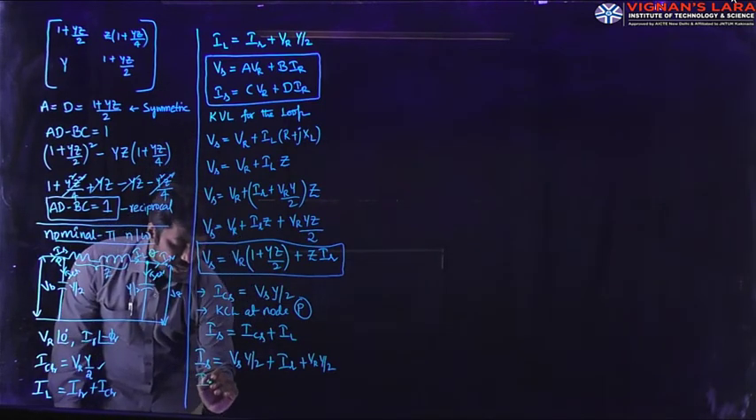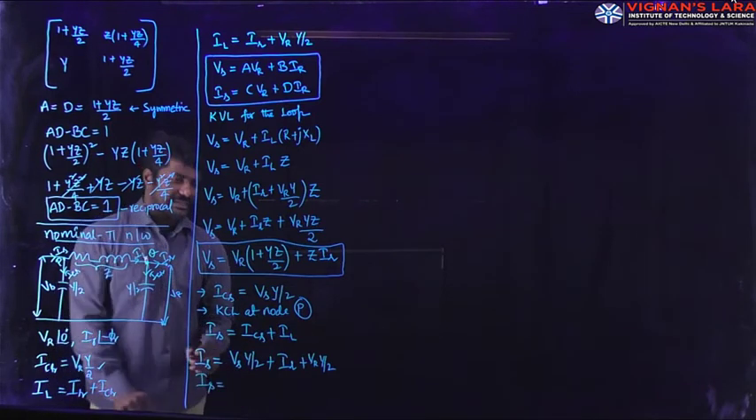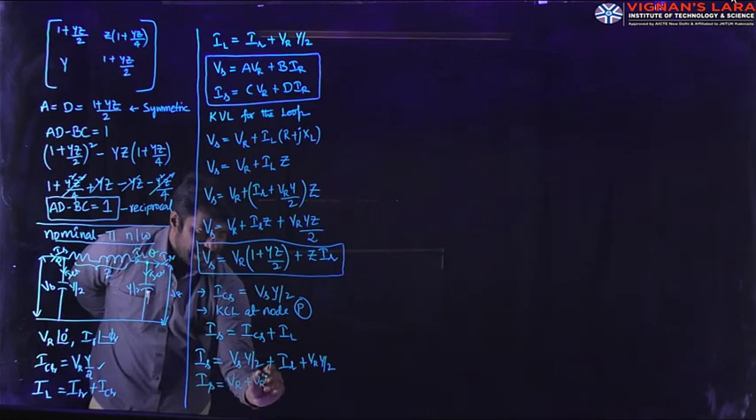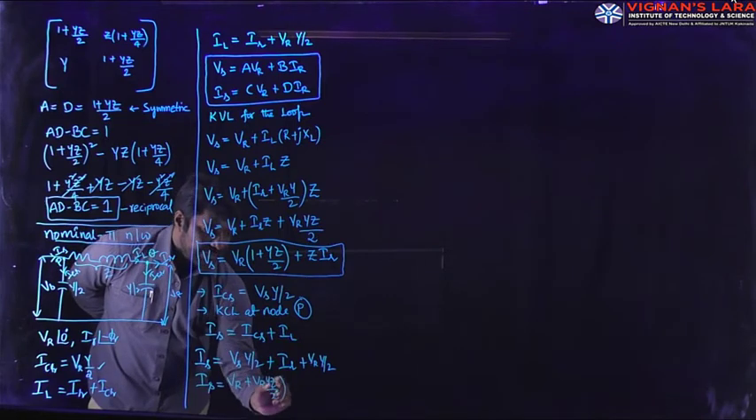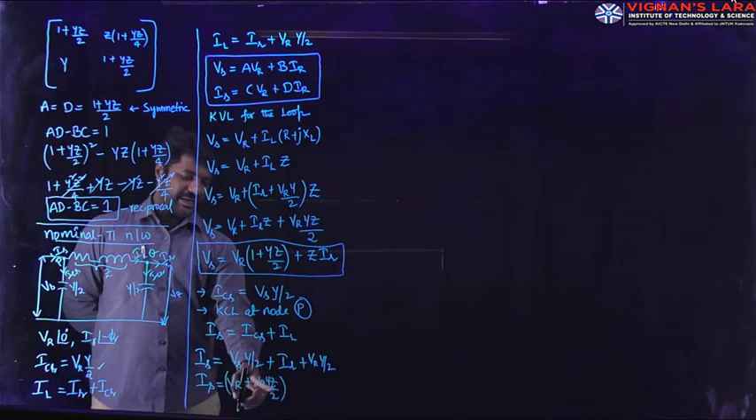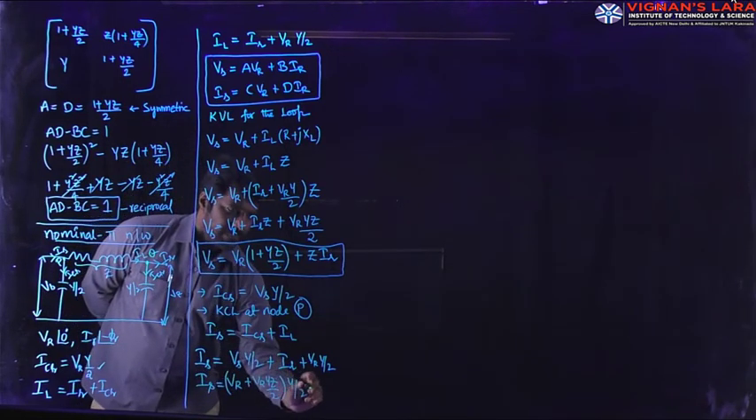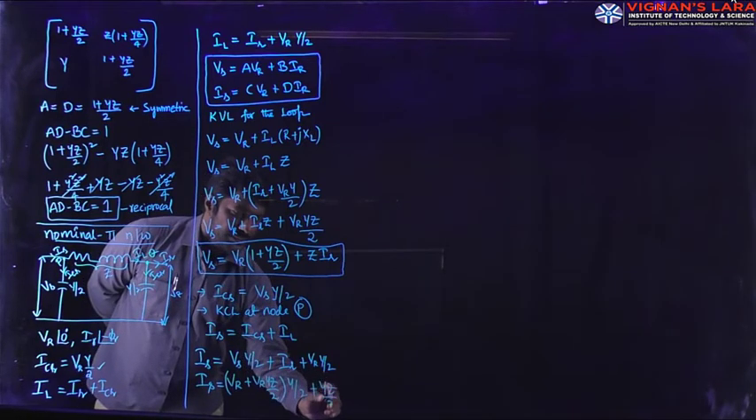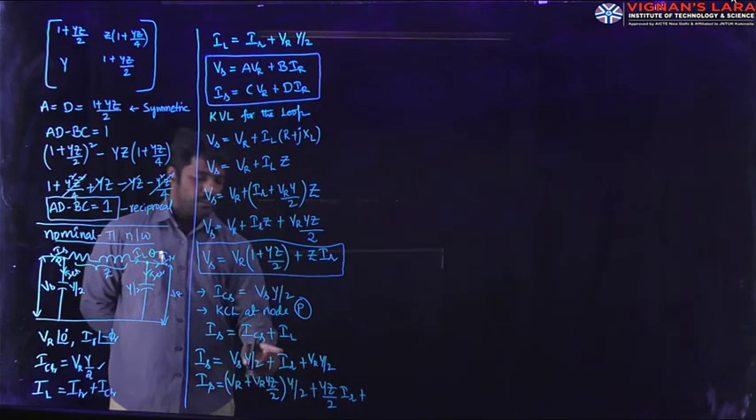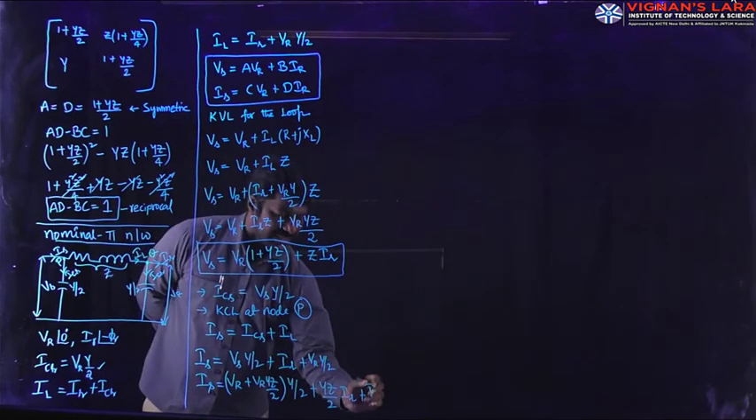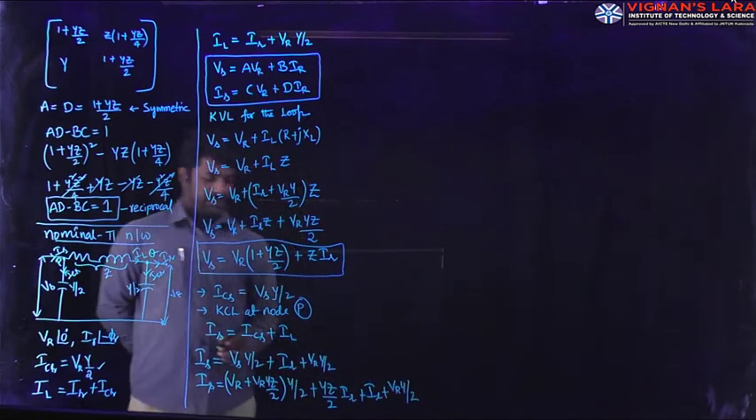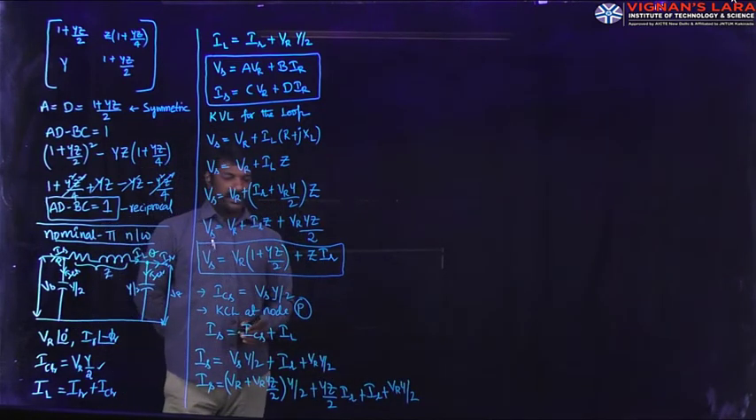Then Is is equal to the value of Vs which was already calculated, Vr plus Vr YZ by 2, multiplied by Y by 2, plus YZ by 2 into IR, plus one more IR is there as per the KCL, plus VR Y by 2. This is our simplification part after multiplying every constant.